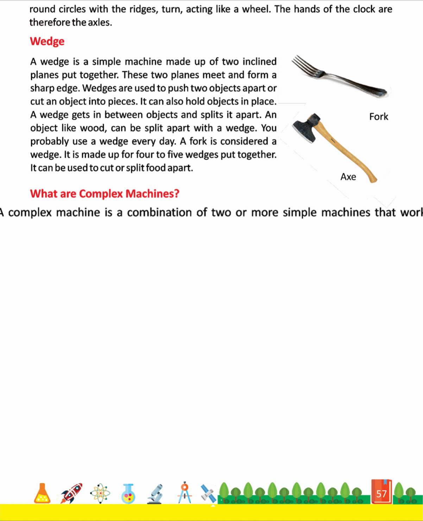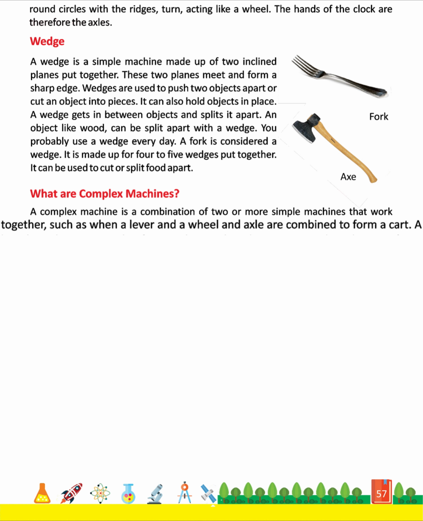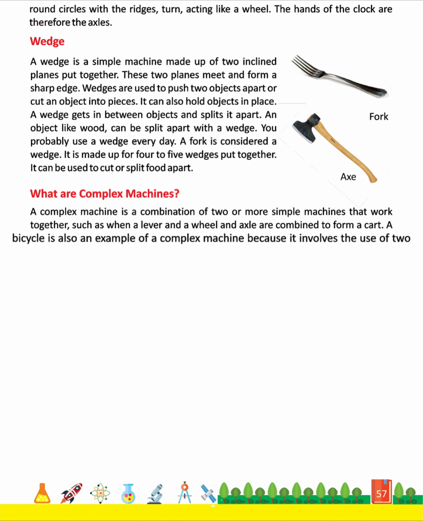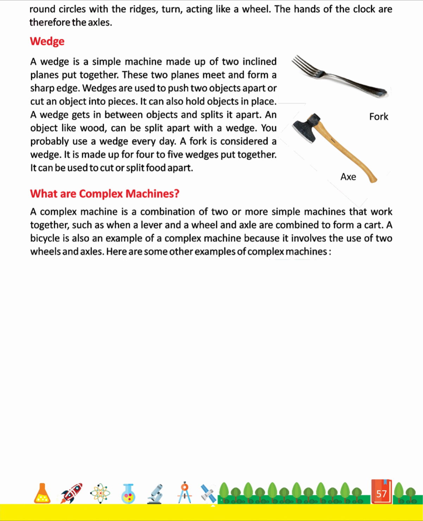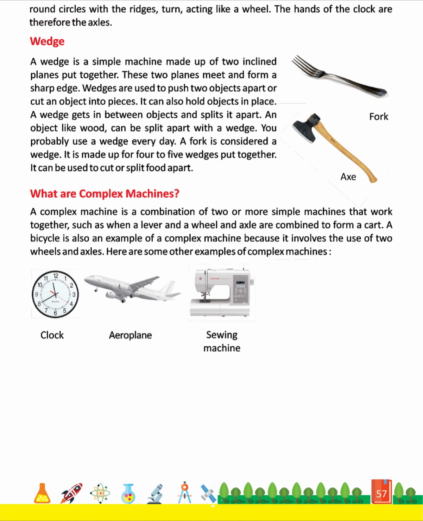What are complex machines? A complex machine is a combination of two or more simple machines that work together, such as when a lever and a wheel and axle are combined to form a cart. A bicycle is also an example of a complex machine because it involves the use of two wheels and axles. Here are some other examples of complex machines. Clock, aeroplane, sewing machine, washing machine, drill machine.